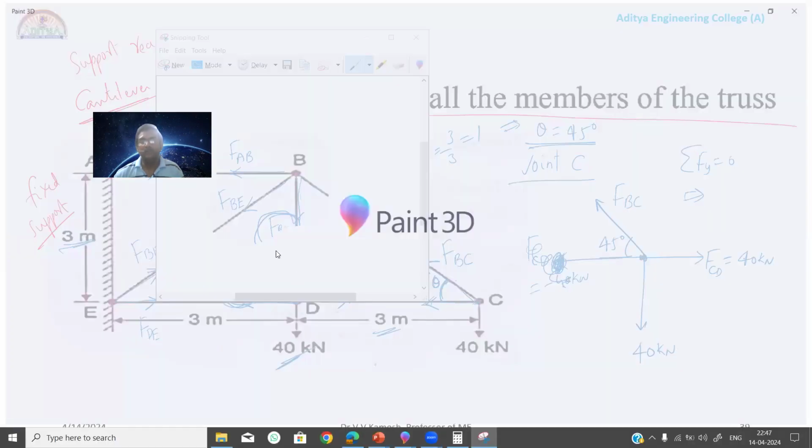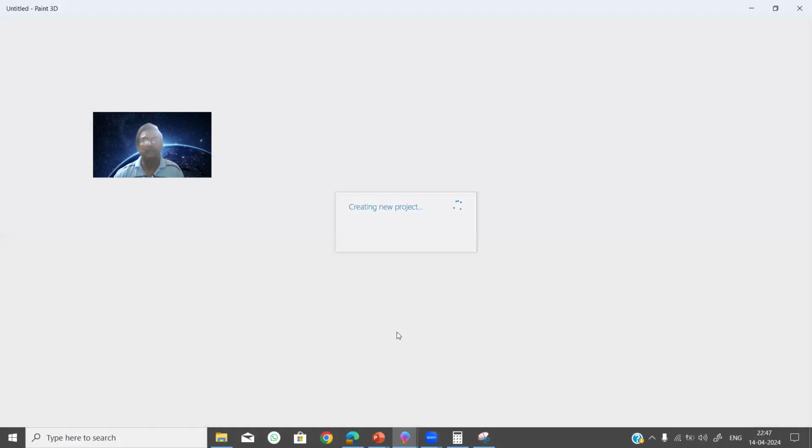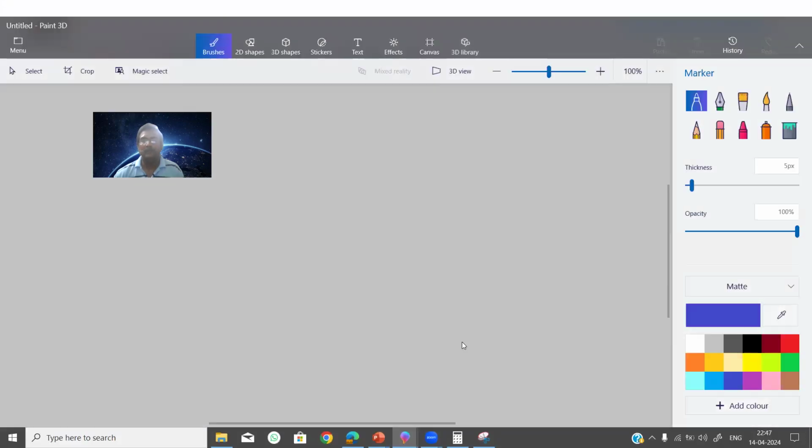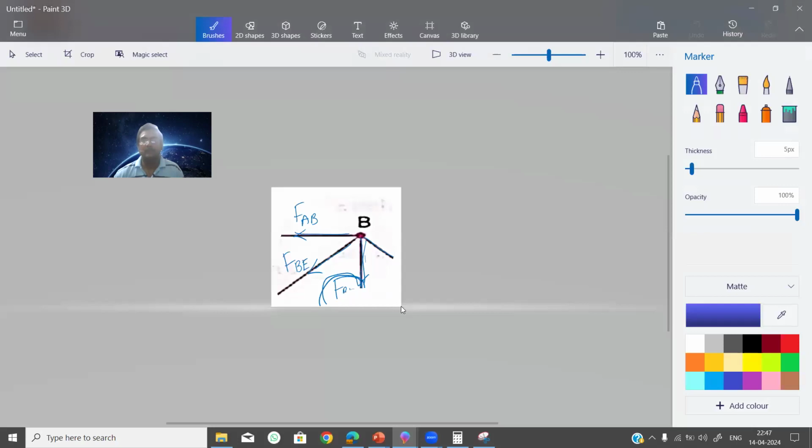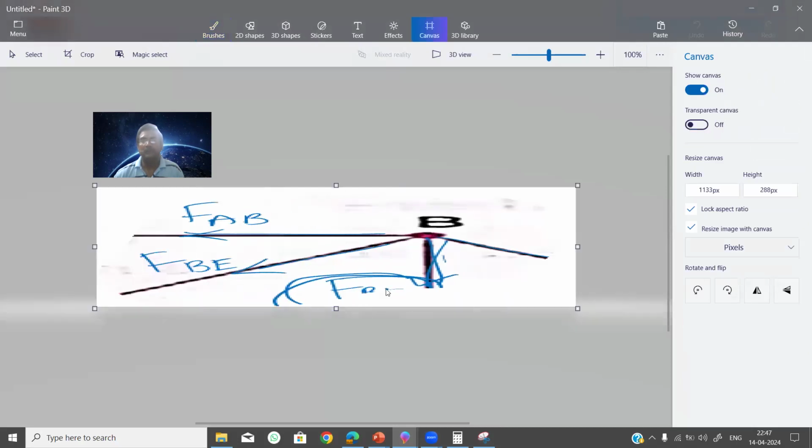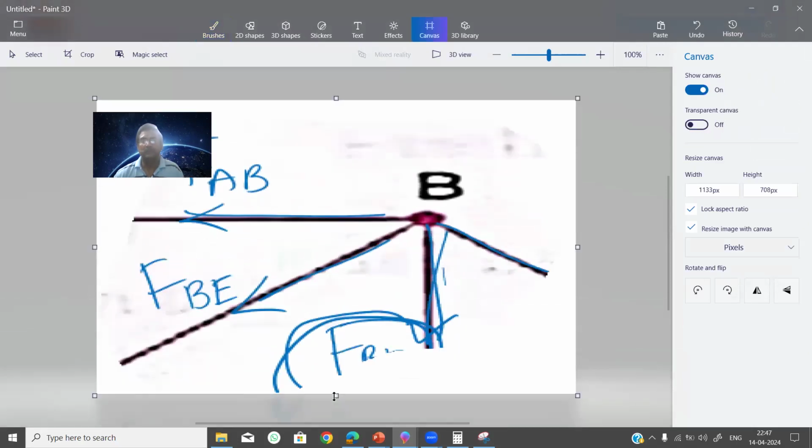I will open somewhere again in Paint 3D. Okay. I will increase the canvas. Okay. Now you can check it.